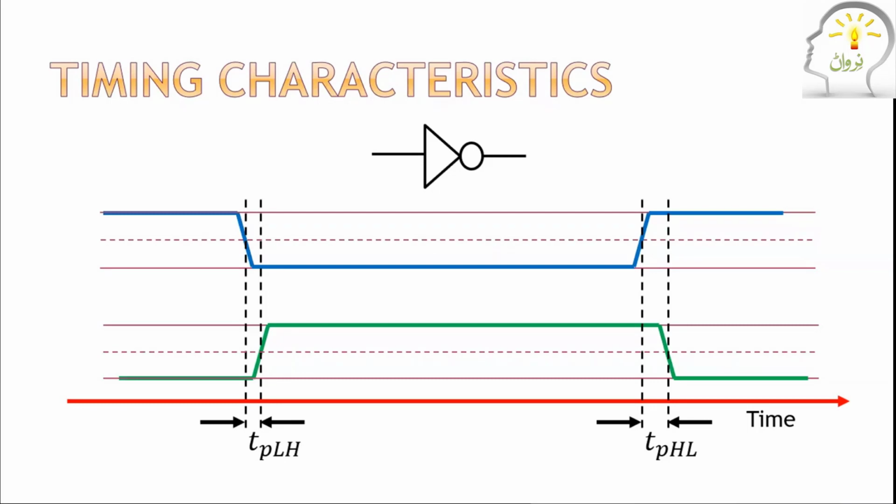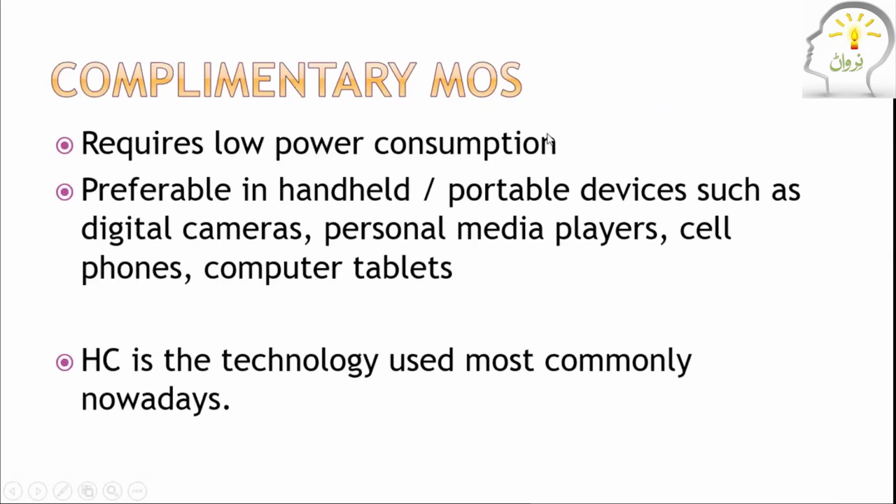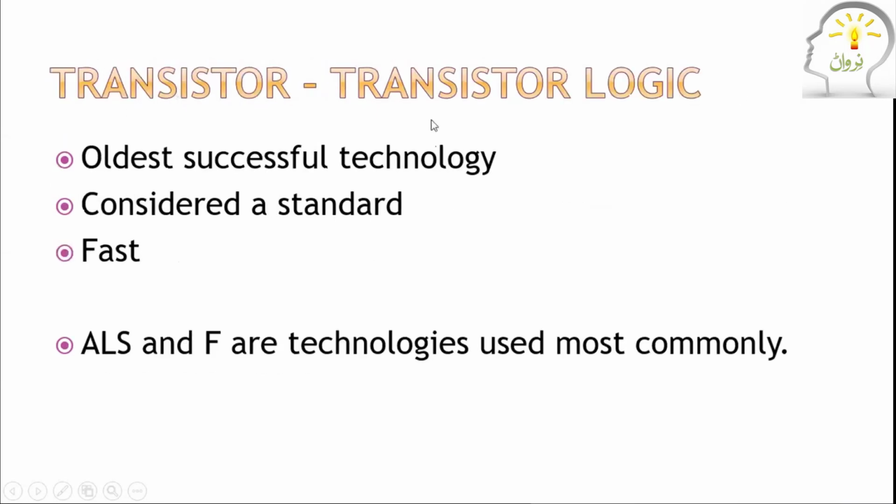So that will be a slower circuit. The oldest successful technology is TTL. It is considered standard and it is fast. Its variations used nowadays are ALS and F. And complementary metal oxide semiconductor, CMOS, requires low power consumption; its power dissipation is low as compared to TTL.